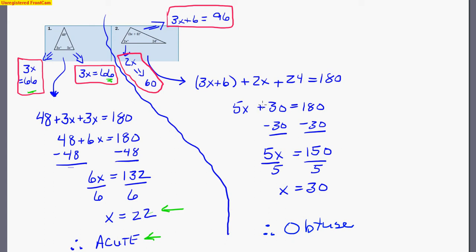Number 2 here, again, I did the same thing. I just added up the angles to equal 180 and did my algebra. I plugged the 30 in for the X, so 30 times 3 is 90 plus 6 is 96, and I plugged the 30 in for the X here. 2 times 30 is 60. That told me I've got an angle that's bigger than 90, so I've got to have an obtuse triangle. So hopefully you did well on those. Let's go on to example 2.